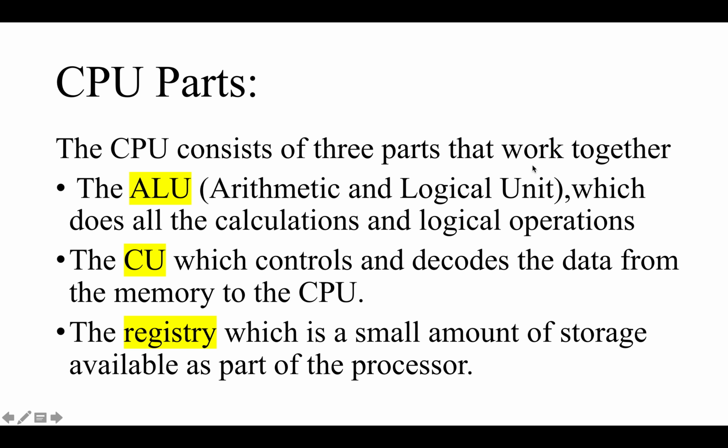The CPU consists of three parts that work together: ALU, CU, registry. ALU, arithmetic and logical unit, which does all the calculations and logical operations. CU, which controls and decodes the data from the memory to the CPU. The registry, which is a small amount of storage available as part of the processor.